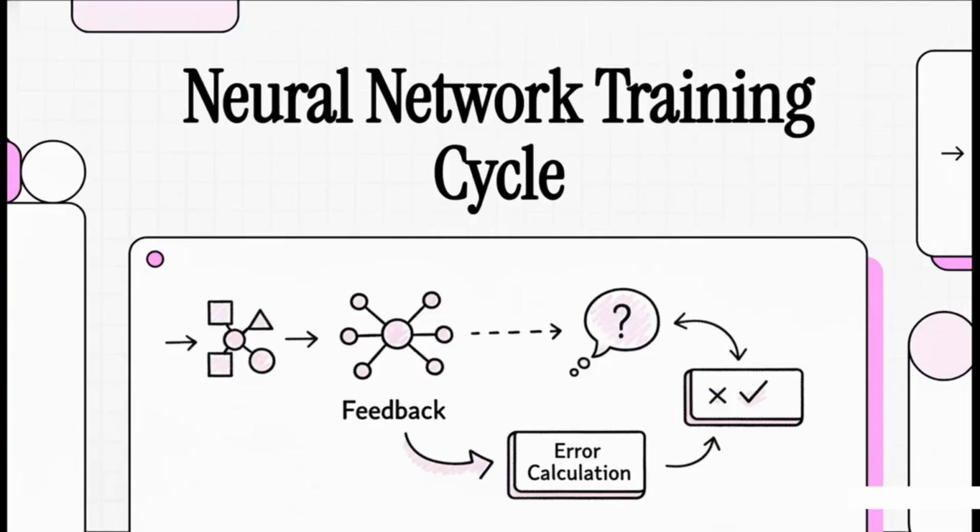Welcome to this explainer. Today we're going to completely demystify how artificial intelligence actually learns. We hear a lot of buzzwords thrown around, but beneath all of it is a really fascinating, continuous loop known as the neural network training cycle. We're going to follow the exact journey of a single prediction, from the moment data enters the network to the precise moment the system corrects its own mistakes.